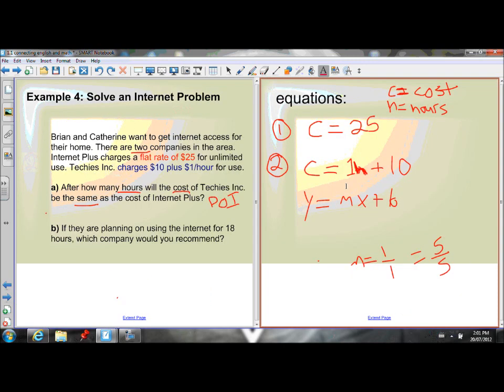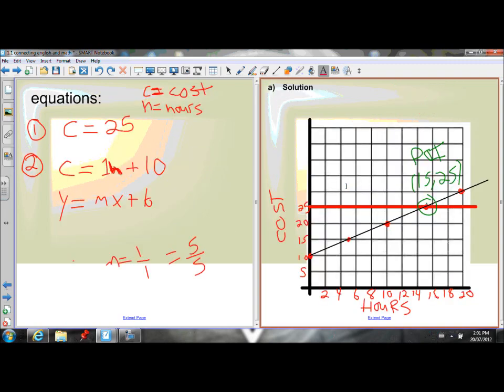Question B, if they're planning on using the internet for 18 hours, which company would you recommend? We can just look at our graph for that. You could plug in 18 for h into the second equation and see how much the cost will be. And if it's more than 25, it would be better to use the first company. If it's less than 25, it would be better to use this one. Okay, well, let's just look at our graph. So after 18 hours, so if we look at 18 hours, what will the cost be? The cost of that first company is lower than the cost of this second company. Okay, so this one is clearly better at 18 hours.